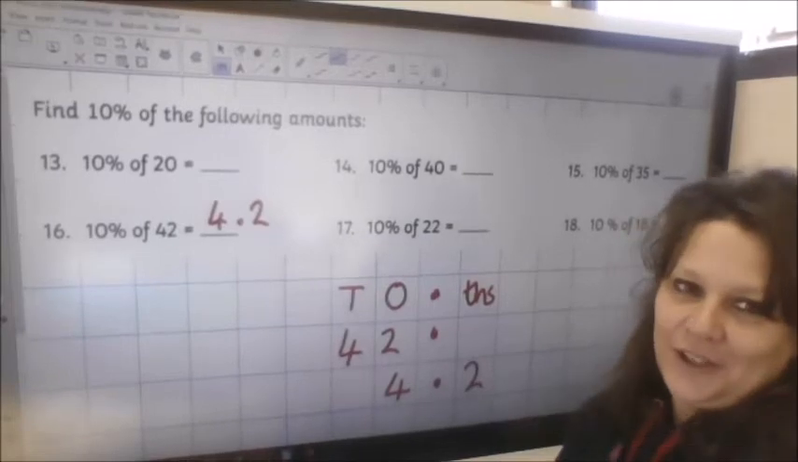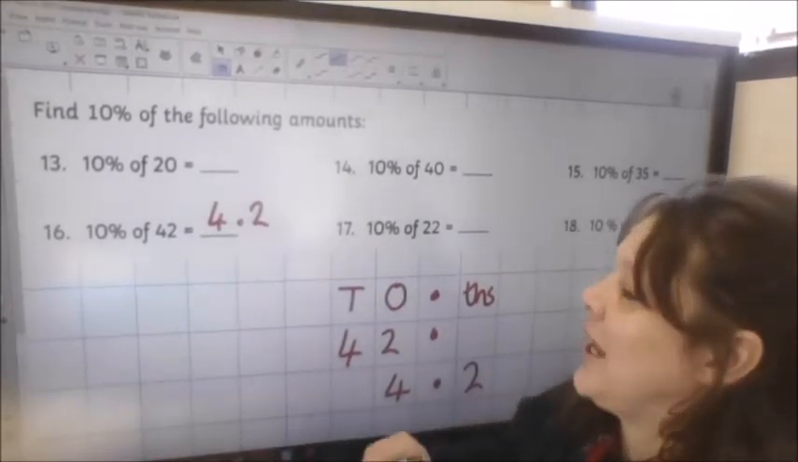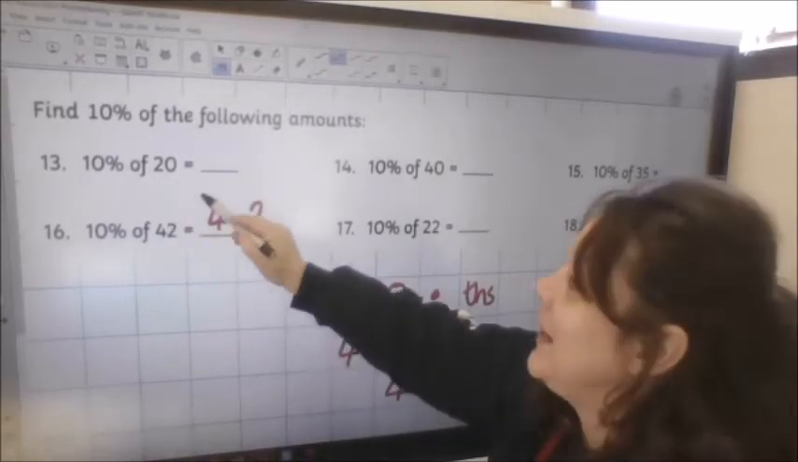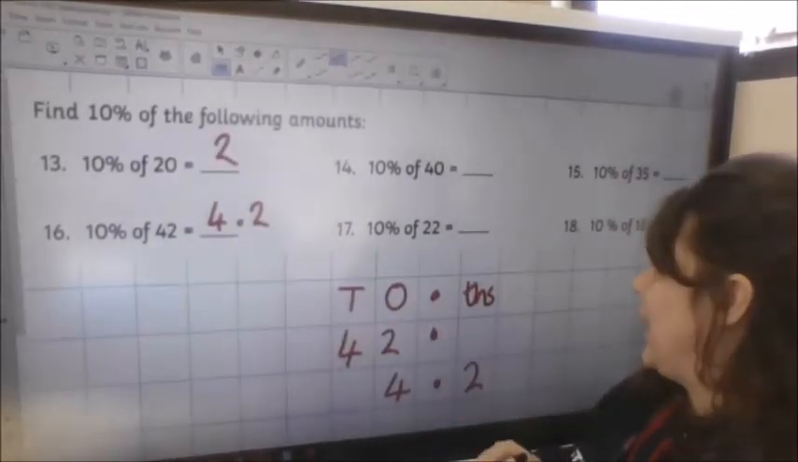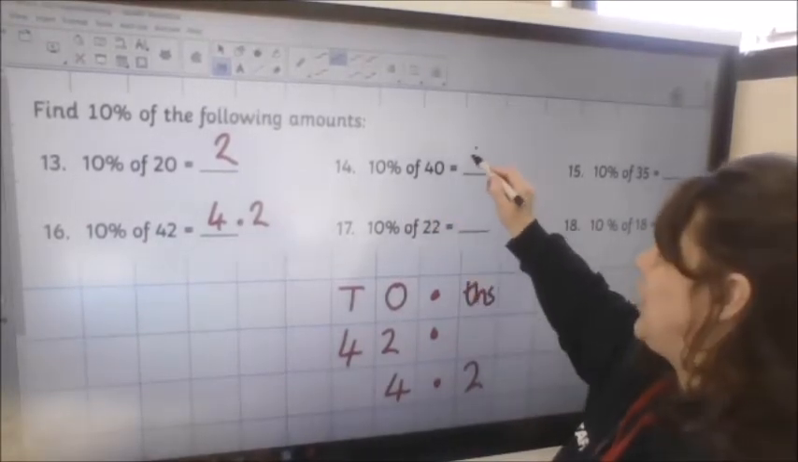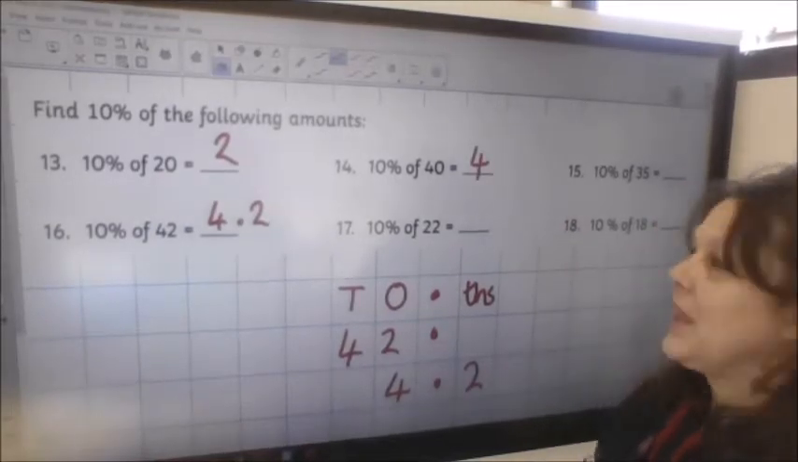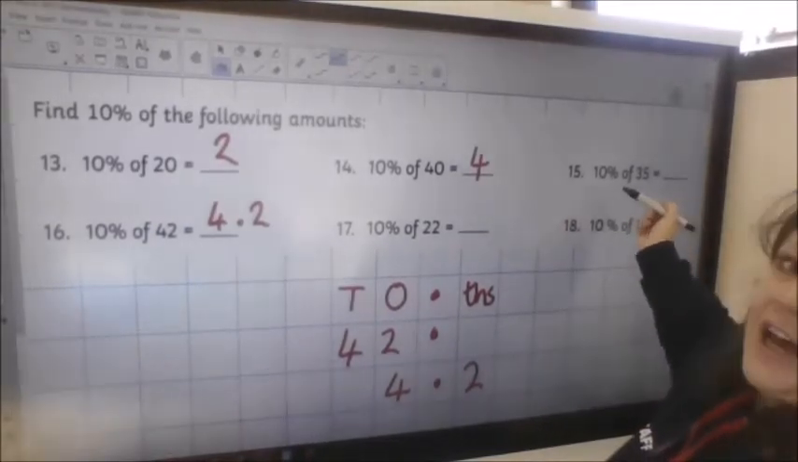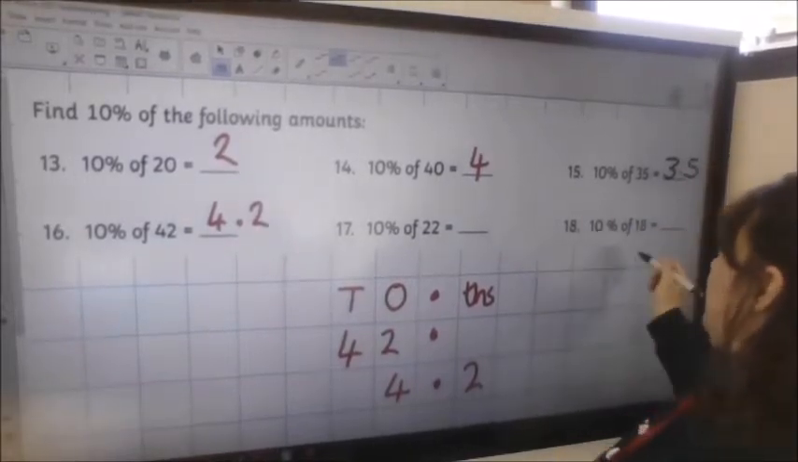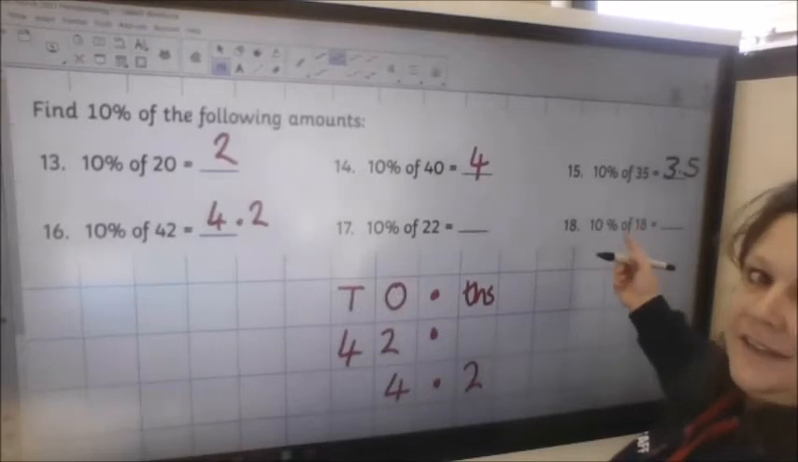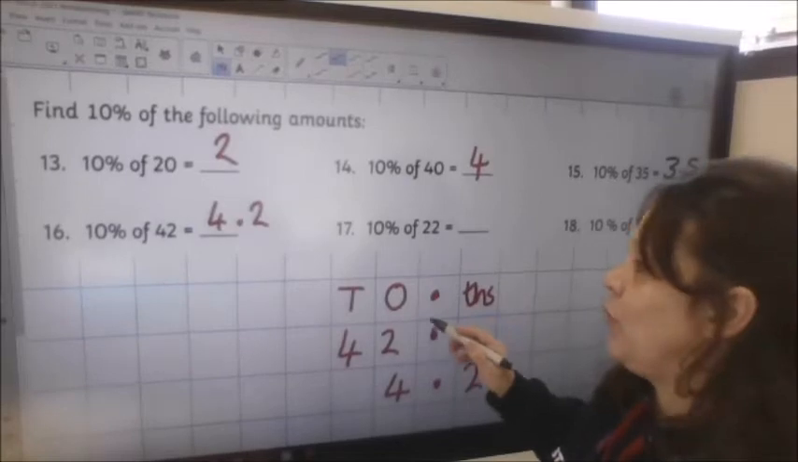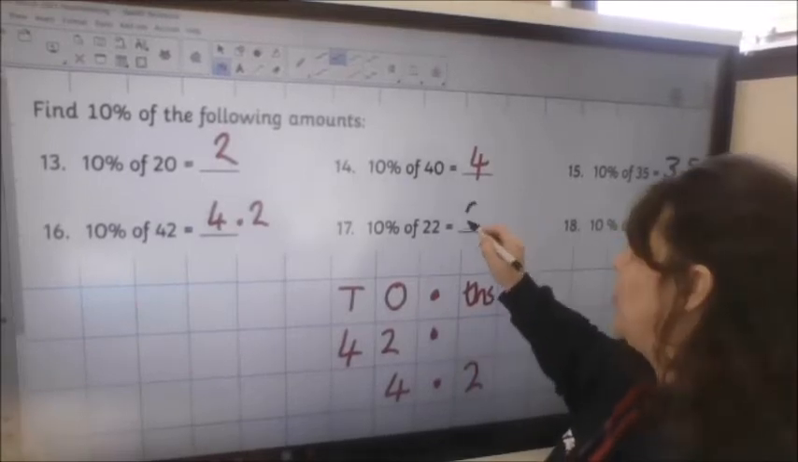Right, year 6, let's have a little look then at how you've got on today. So 10% of 20 is 20 divided by 10, which equals 2. Okay. 10% of 40, 40 divided by 10, which equals 4. 10% of 35 is 35 divided by 10, 3.5. 10% of 18, 18 divided by 10, 1.8. And finally, 10% of 22, 22 divided by 10, 2.2.